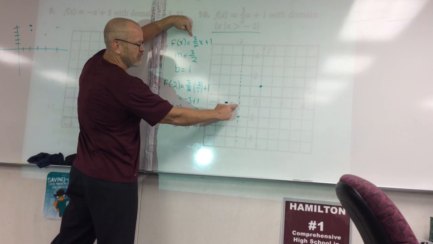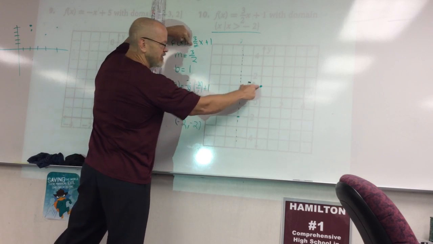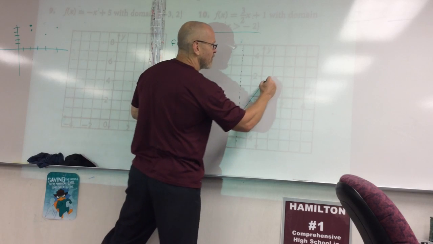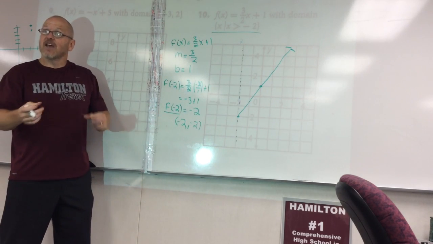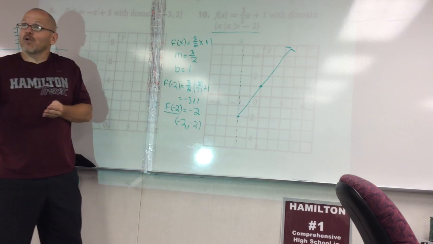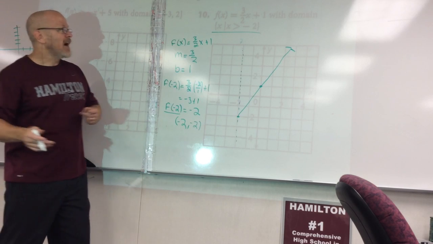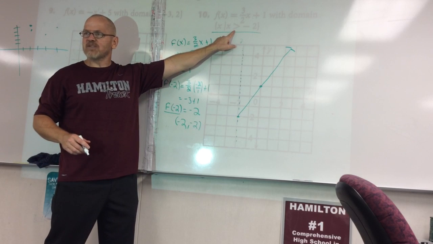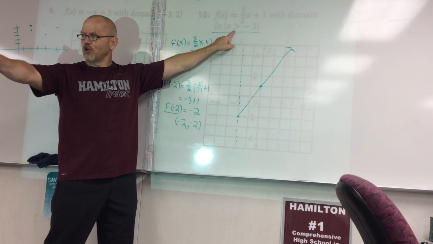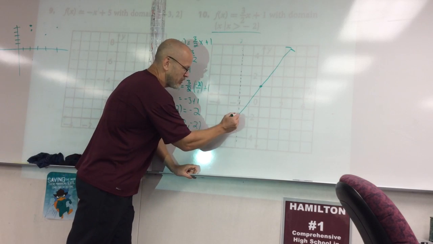Just to make sure I'm right, I'm going to check my slope. This slope says up 3, 1, 2, 3, and right 2, 1, 2. It looks like I've done this correctly. And I draw a line, and that is a graph of this with my domain limited to everything bigger than -2. I'm going to check to make sure I did it right, and I didn't. I made a mistake. What's my mistake? This should be an open circle.